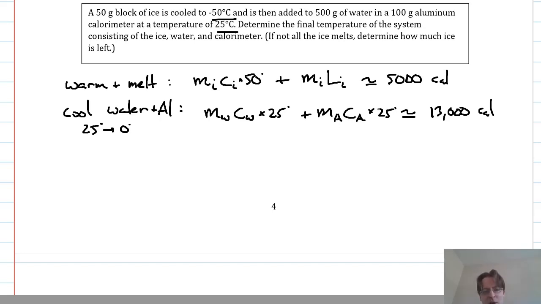The punchline here is that the final state of the system has more than enough heat from the water and the aluminum to melt the ice and even warm it up further than that. So what this is telling me is that for the final temperature of the system, all the ice is going to melt.